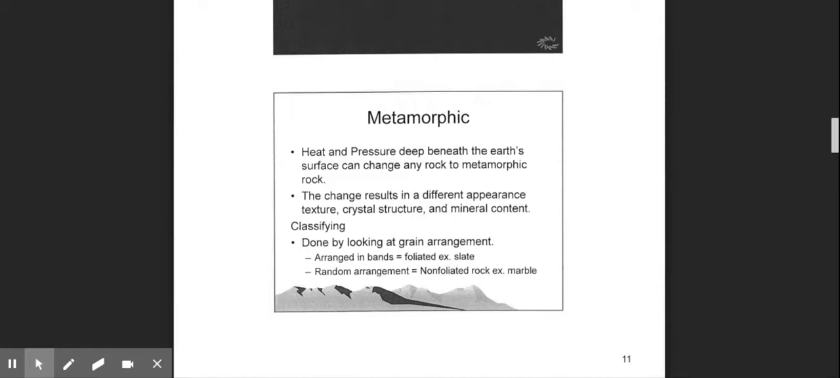All right. It can change the appearance, the texture, the crystal structure, all changes. It moves. It gets squeezed together. We classify it by looking at how the grains or the minerals are now arranged. They end up being arranged in what we call banding or foliation. It looks like stripes going through the rock. Where it used to be a crystal, now you see a stripe going through it.